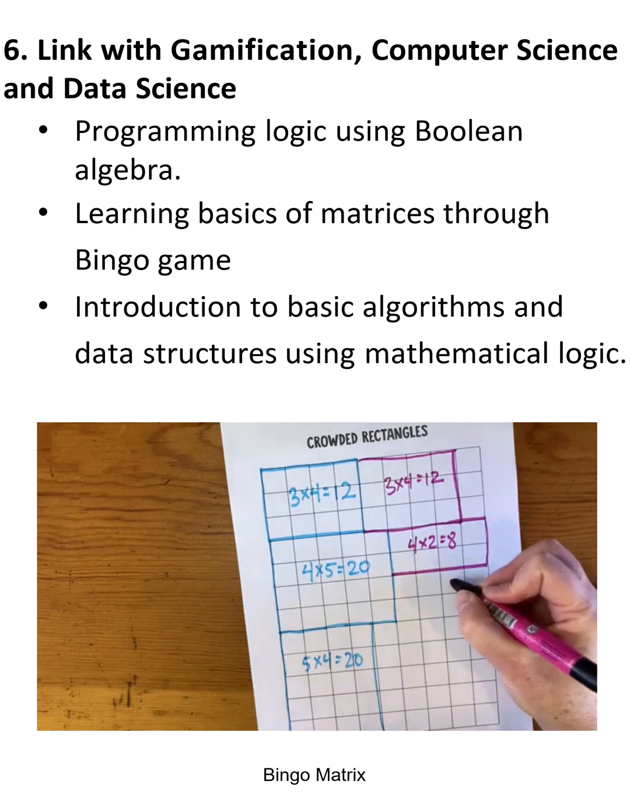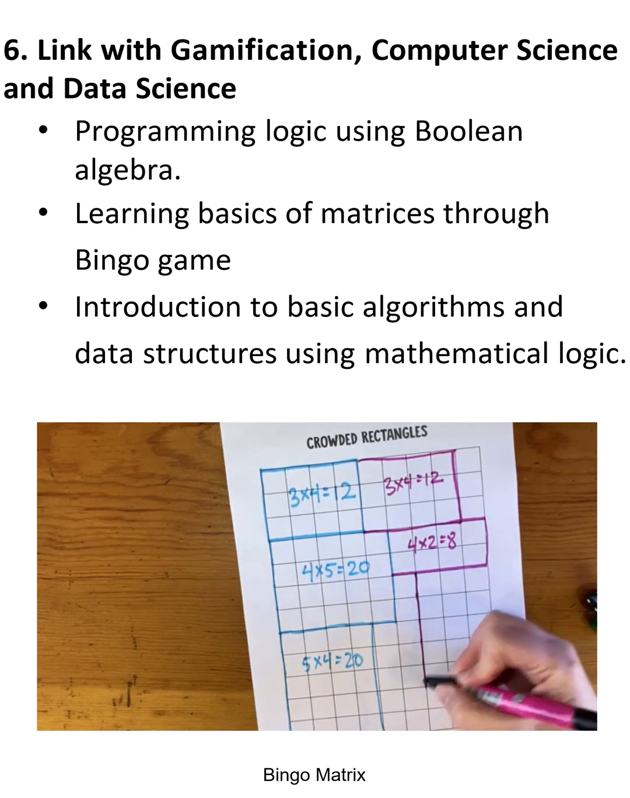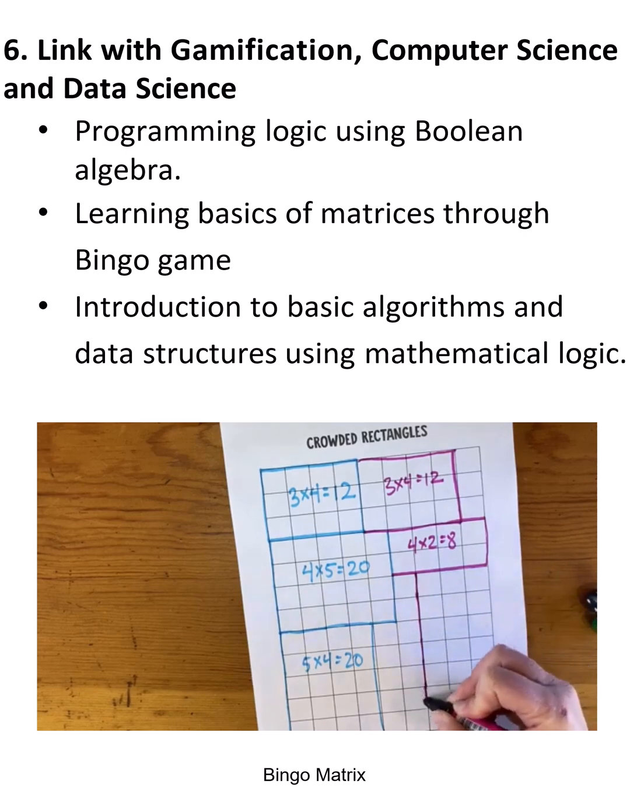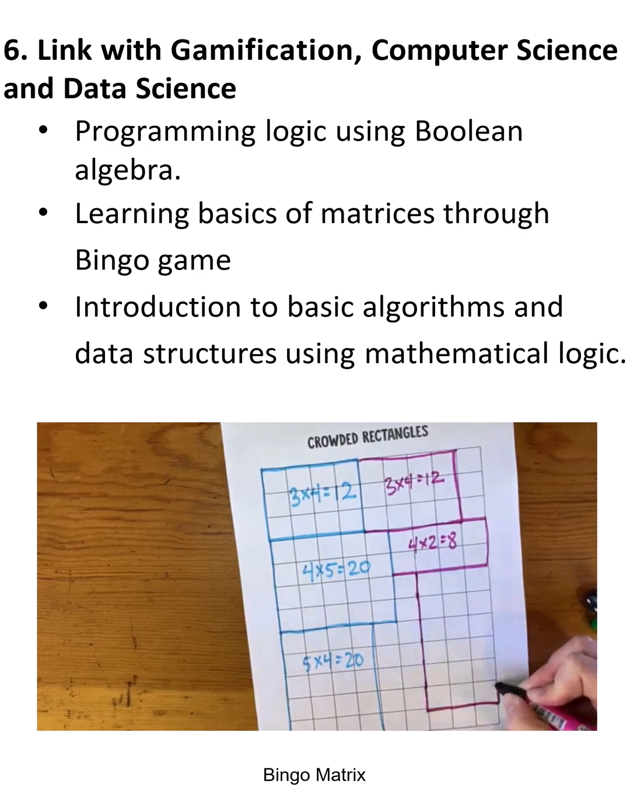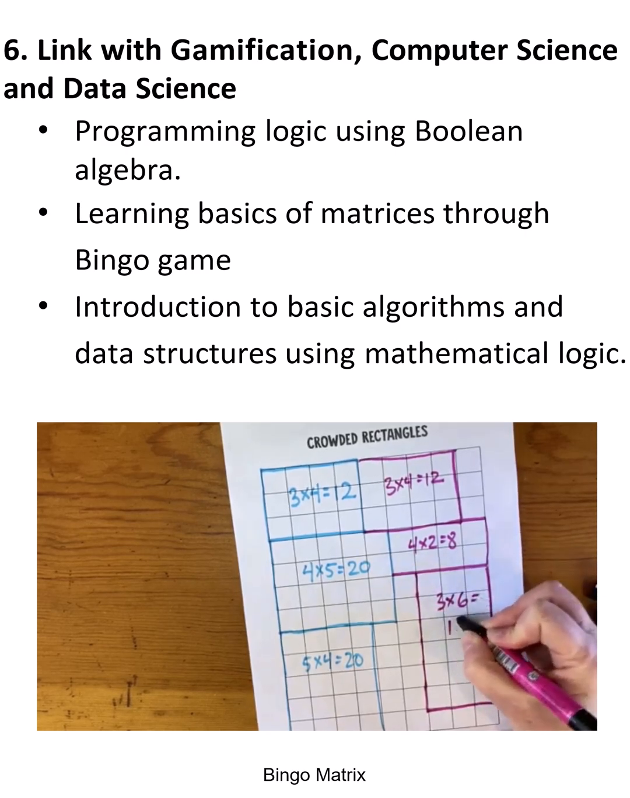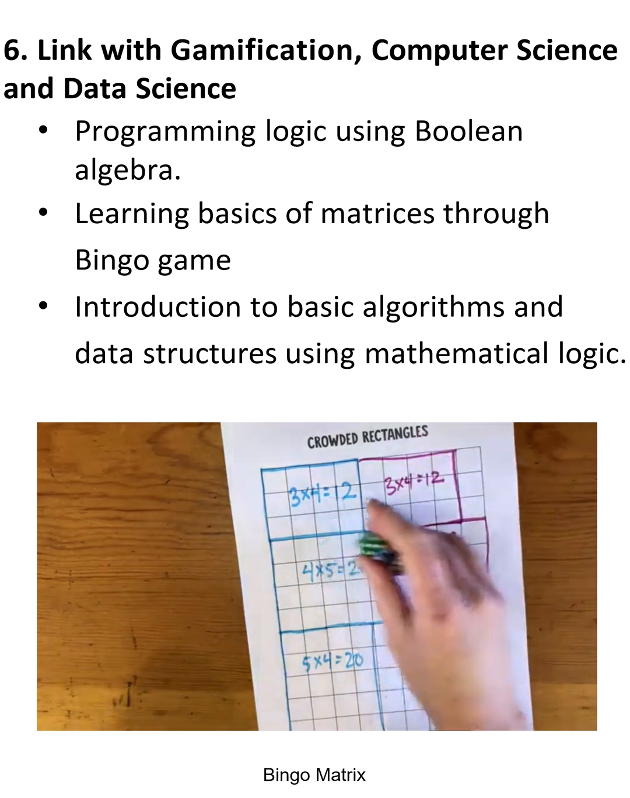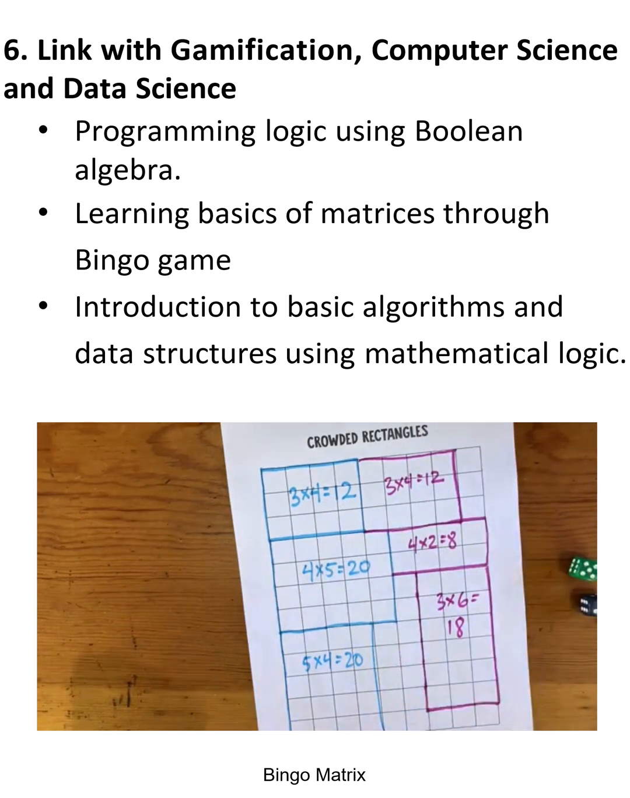Let's do 1, 2, 3. 1, 2, 3, 4, 5. 1, 2, 3, 4, 5, 6. There's not much board left. 3 times 6 equals 18. Let's see if blue can fit anything in here. 5 times 3 is not going to fit there, so our game ends right there, and now we just need to add up the points.